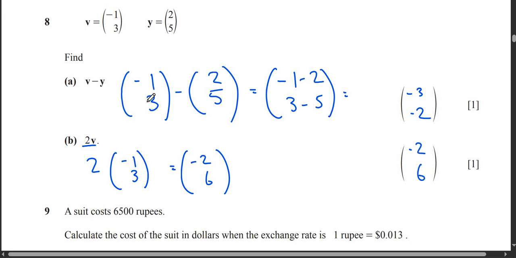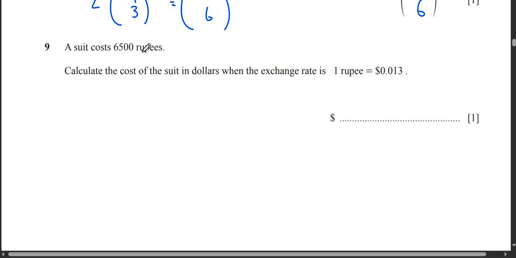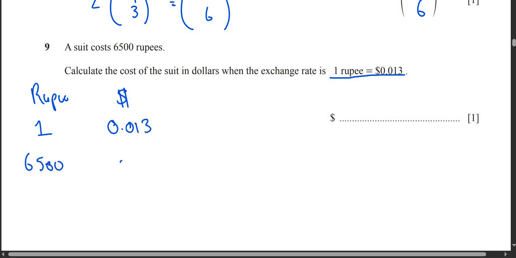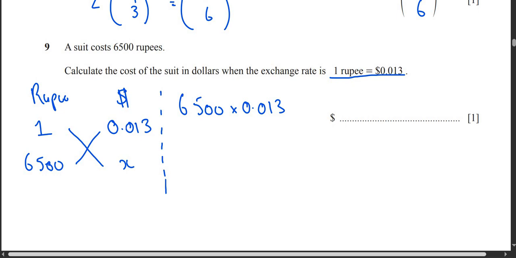All right. Now, in the next question, it says that a suit costs 6,500 rupees and 1 rupee equals $0.013. Calculate the price of the suit in dollars. The best way to do it is you write rupee over here and dollar over here. So 1 rupee is $0.013. The suit is 6,500 rupees, and the dollars is X. We will now cross multiply. So we will do 6,500 multiplied by 0.013. Let's do it in our calculator.